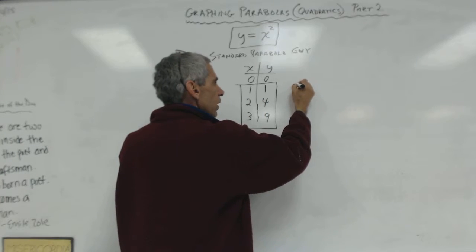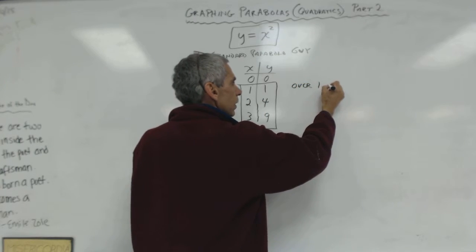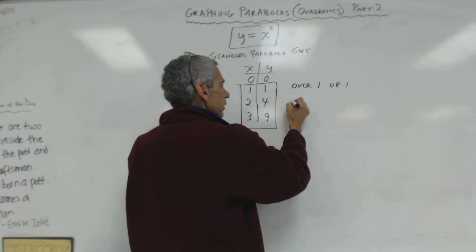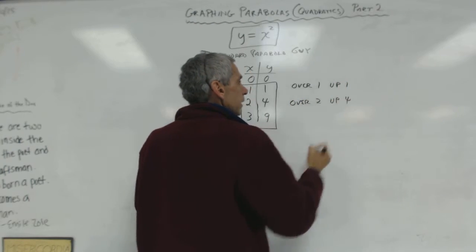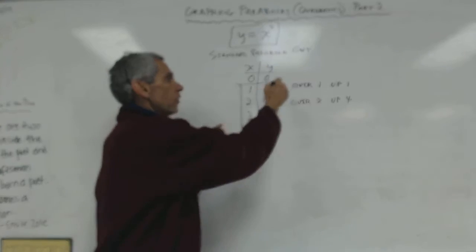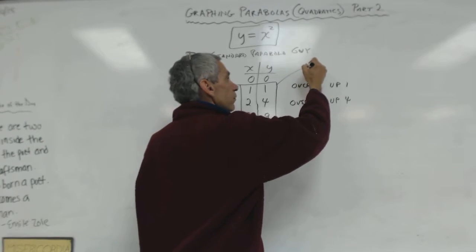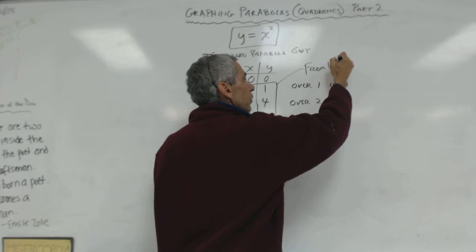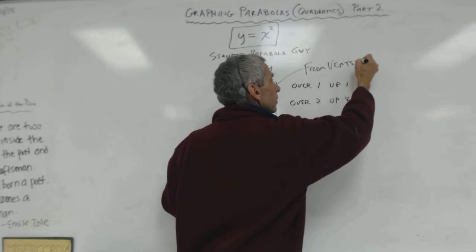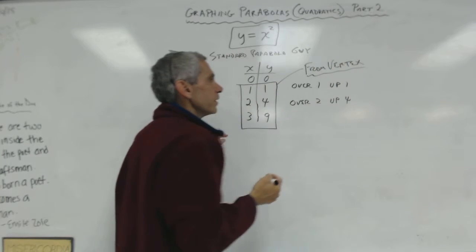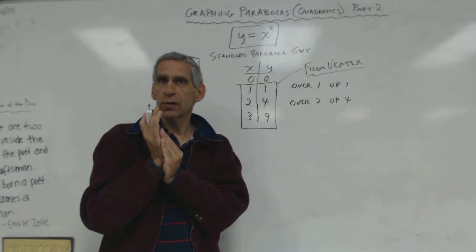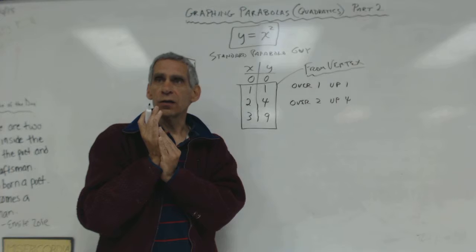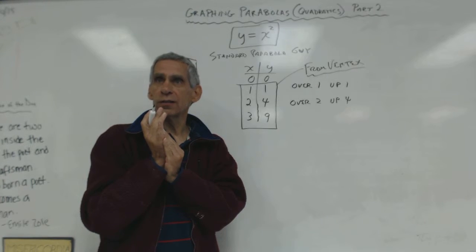You say over 1, up 1, right? And this is over 2, up 4. And you do this from the vertex. It's sort of like you pretend that the vertex is your origin. Does that make sense? You're not going to the origin, your vertex is like the origin.